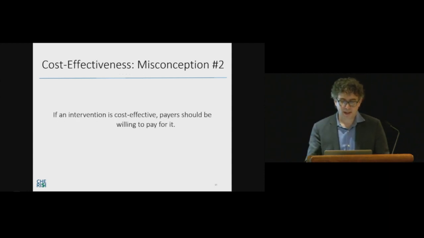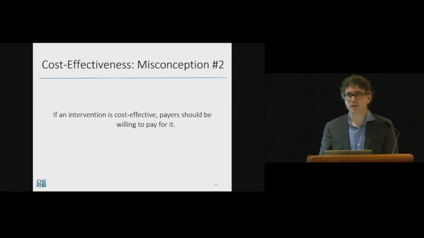So the next misconception is the most common misconception, I think, amongst people who do cost effectiveness research, which is to say that, well, if an intervention is cost effective, payers should be willing to pay for it, right? And I can't say about should, that's a thornier question, but I can tell you objectively, just because it's cost effective does not mean that payers will pay for it. Because these are really two different questions, right?